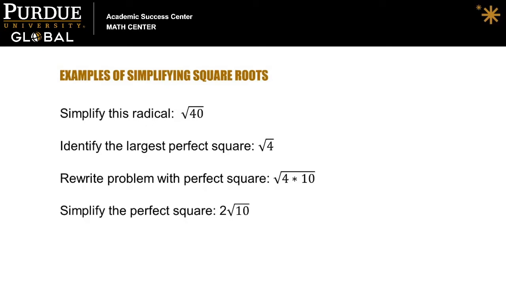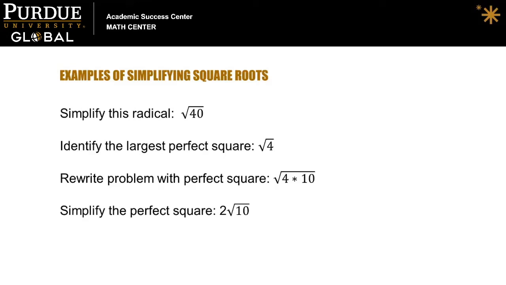Let's take a look at a few examples of this. First, we are going to simplify the square root of 40. 40 is not a perfect square, so we can't remove the radical symbol completely, but we can do some simplification. We'll look at 40 and ask ourselves if 40 has a factor that is a perfect square. In this case, the largest perfect square within 40 would be 4, since 40 is equal to 4 times 10.